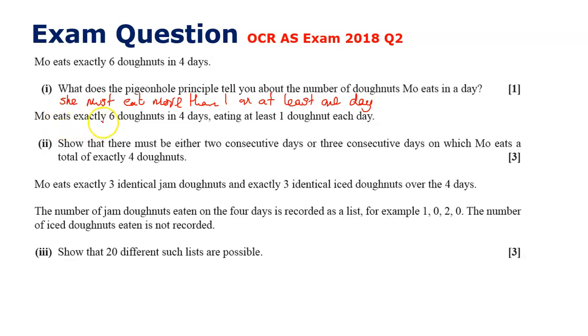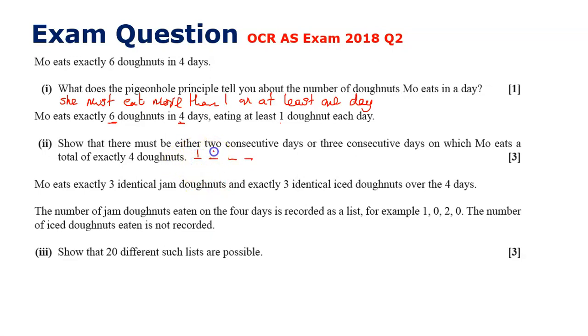Now Mo, it says, eats exactly 6 donuts in 4 days, eating at least one donut each day. Okay, that says the same thing. Show that there must be 2 consecutive days or 3 consecutive days in which Mo eats a total of exactly 4 donuts. I suppose you could do this by listing. So how many days have we got? We've got 4 days. So we've got these 4 places here. They've got to add up to 6, haven't they?